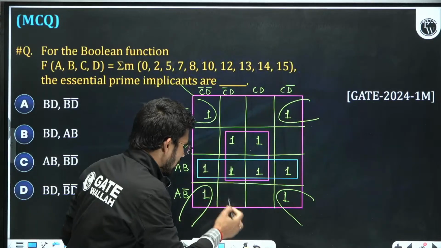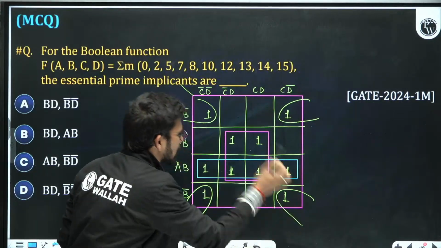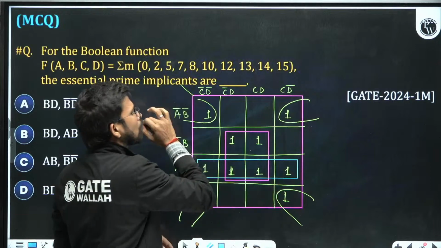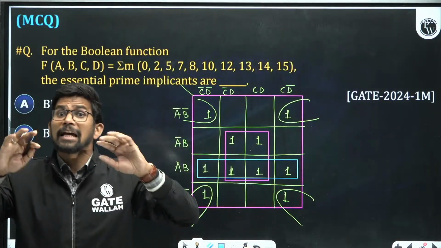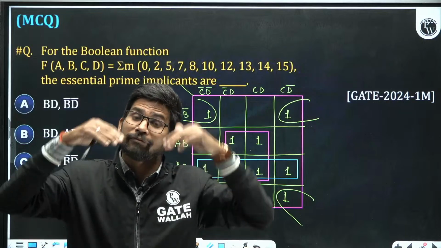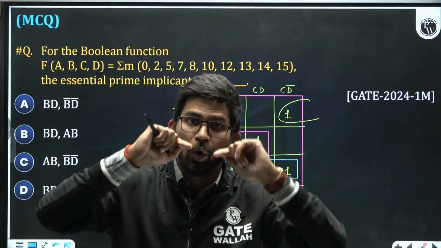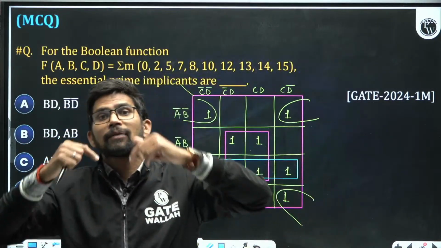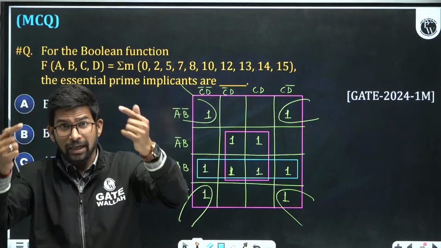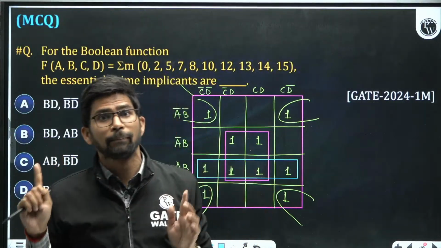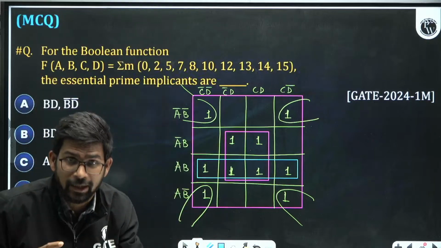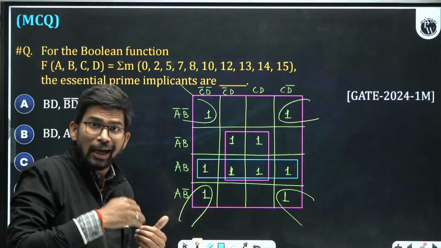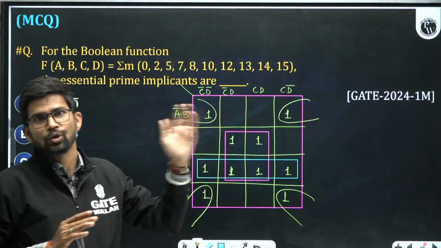You cannot find any octet here. If these two ones were there, then you could make an octet. So an octet is not possible anywhere. So if I can make a quad, it will definitely be a prime implicant, because only if a quad can combine to make a bigger group, an octet, then it will not be a prime implicant. So quad will definitely be a prime implicant because an octet is not possible here.